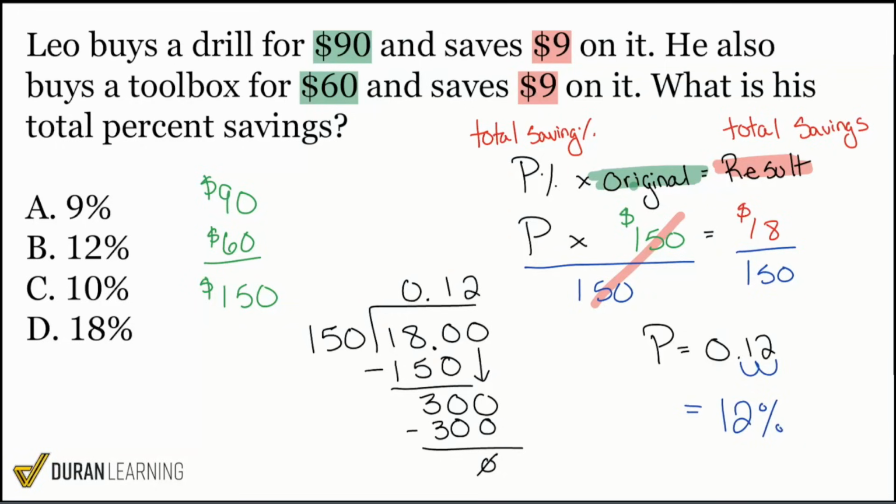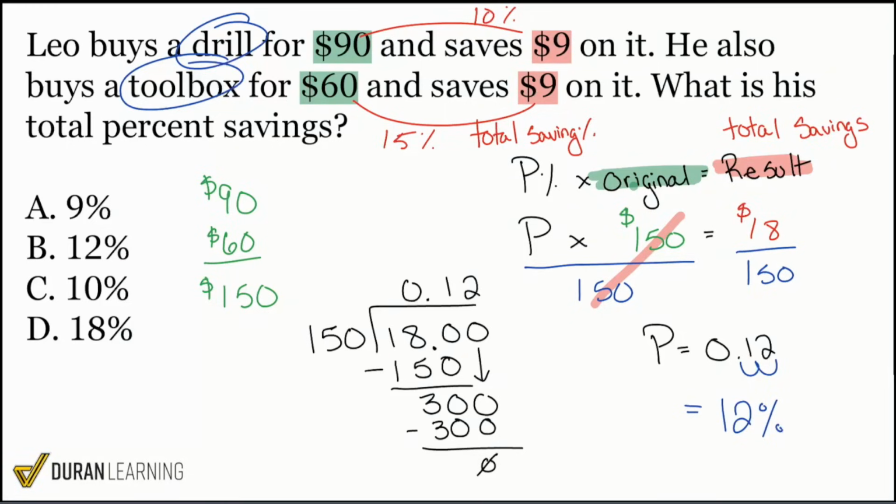Again, when we talk about both of these items together, this sale in total, off of the 150 that we paid, we saved 12%. That's what $18 matches up with. So be careful, because if you did these individually, what you would get for this first one is 10%. For this second one, you would get 15%.